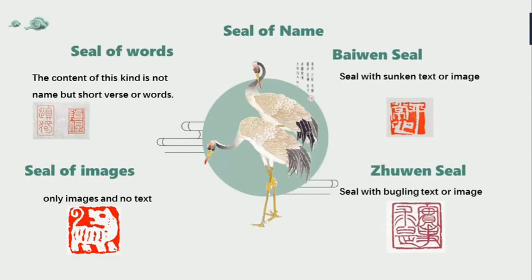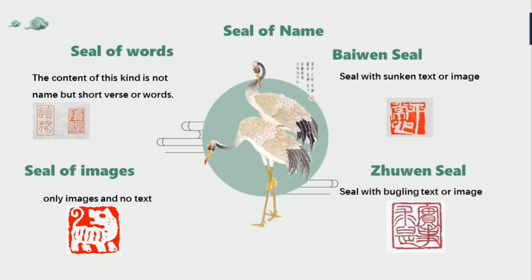Namely, there are five kinds of seals. The first one is the most widely used one, is seal of name. The other one is seal of words. The content of this kind is not name, but short verse on words. The third one is seal of images. There are only images on the seal, no text.